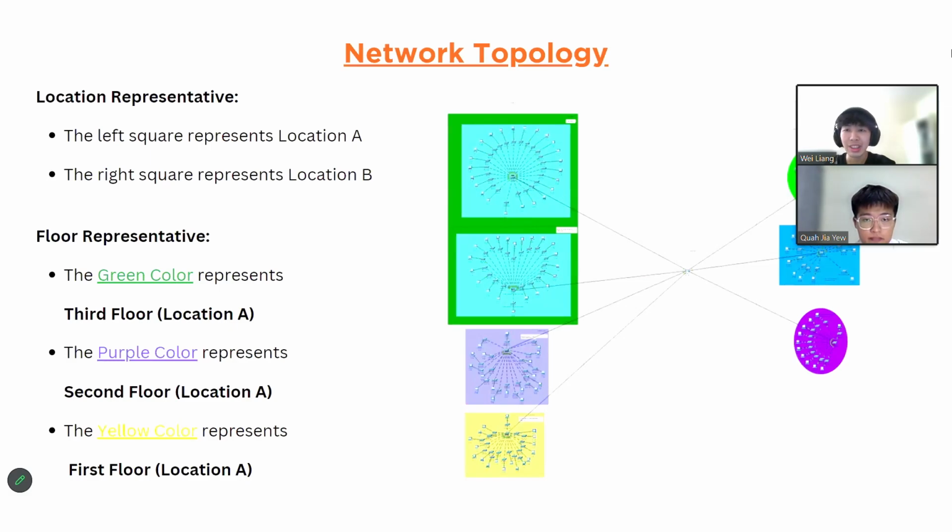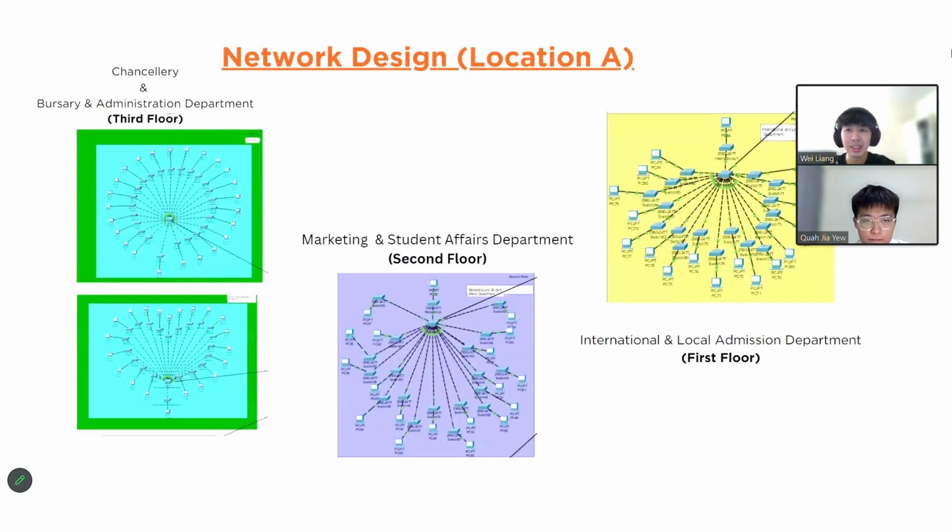Next. The left square represents location A, and the right square represents location B. The green one represents the third floor in location A, the purple one represents the second floor in location A, and the yellow one represents the first floor in location A. Next. In location A, the green one is the Chancellery and Bursary and Administration Department, which is on the third floor, the purple one, Marketing and Student Affairs Department, is on the second floor, and the yellow one is the International and Local Admission Department on the first floor.